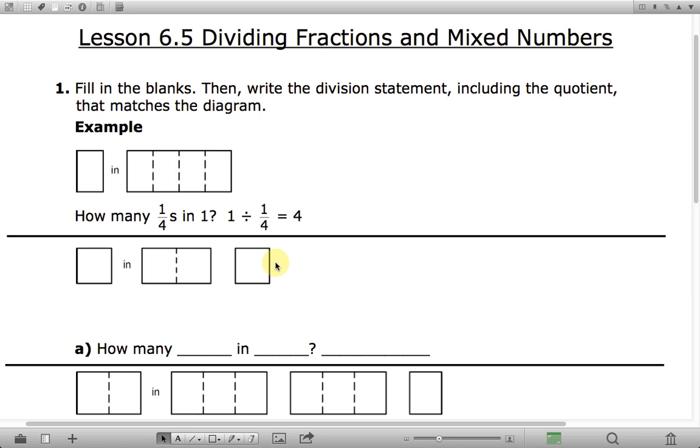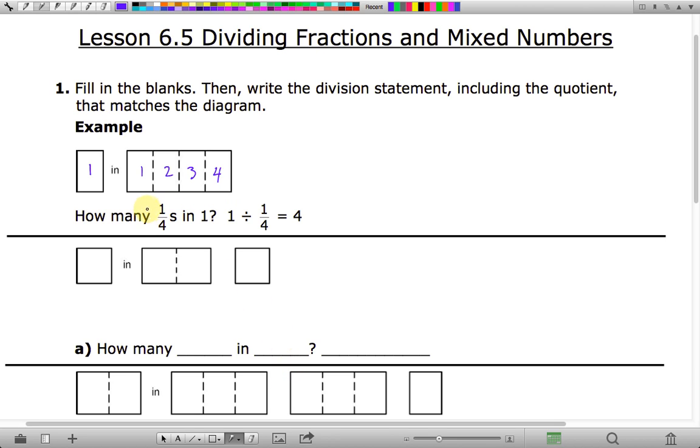So, like I said, the first one is already done for us. If you take a look at this here, we've got one whole that's divided into 1, 2, 3, 4 parts. And so we're talking about looking at quarters here. And we've got one of these quarters, and we would like to know how many times it goes into the full 4 quarters, or one whole.